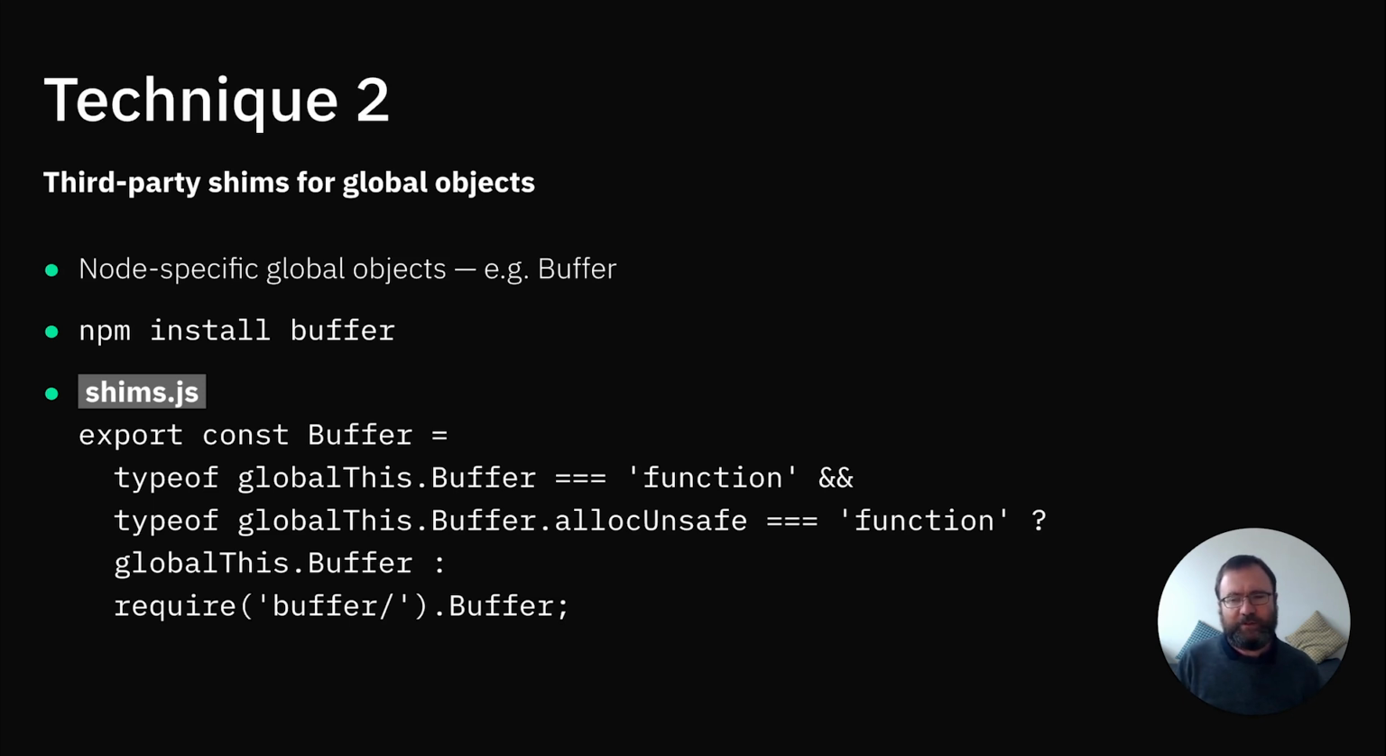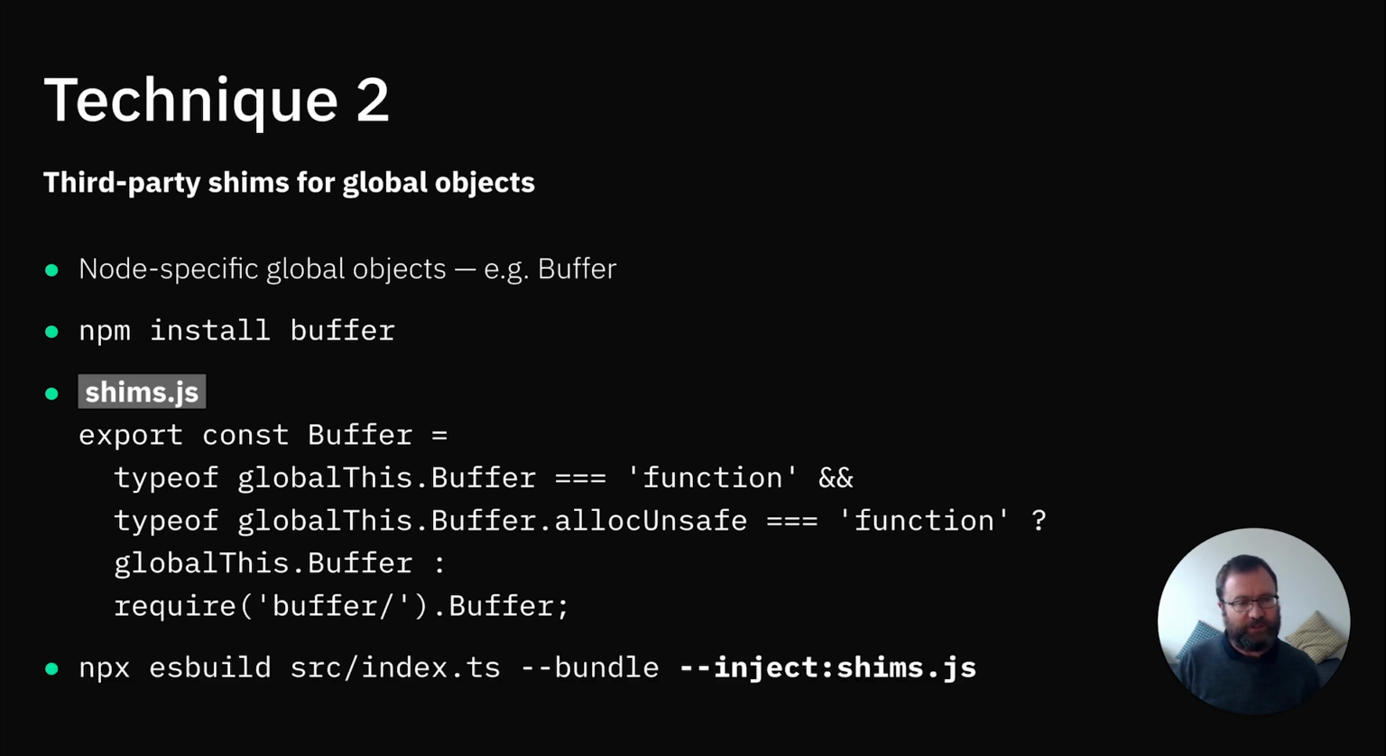Finally, to make sure that this buffer object is present in the global scope for all of the code that we're bundling, we add the inject switch to our ESBuild command, which looks like this. You can see we've added there --inject and then the name of the file that's going to be injected.